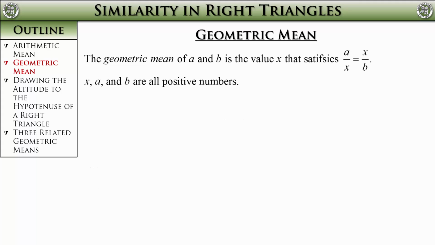Here we have the official definition again. So let's start with that proportion. If we are solving for x, we will start by cross multiplying, and we end up with x squared is equal to ab.